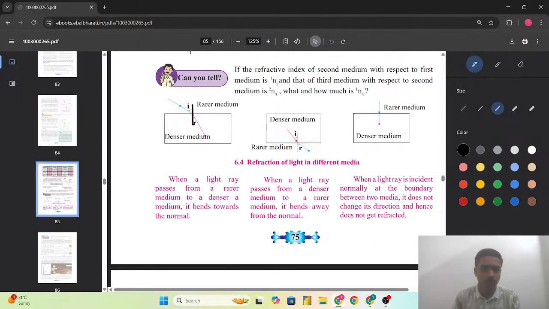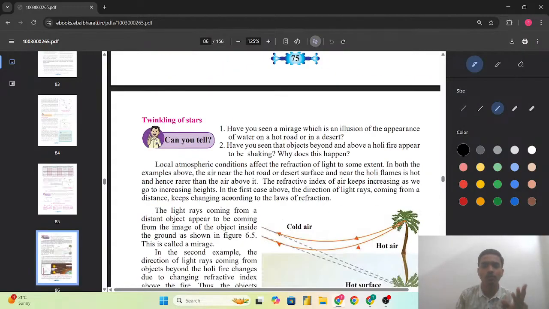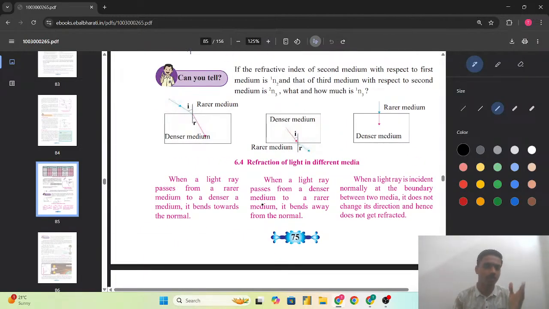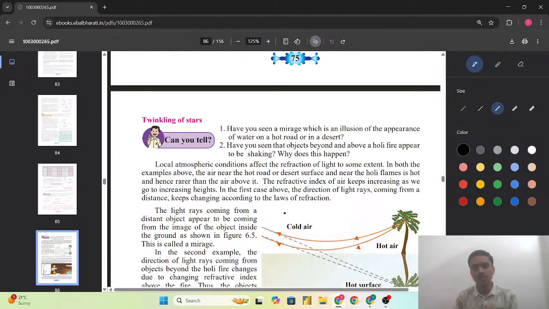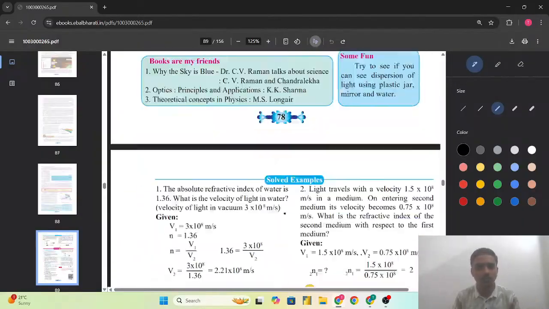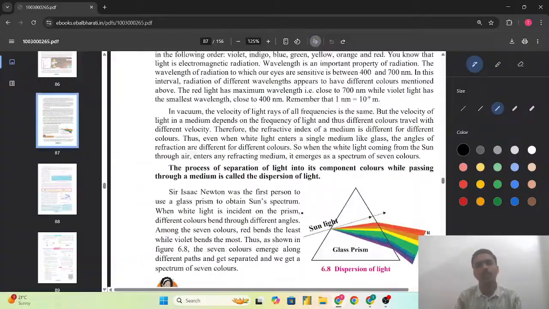What is the normal here? The normal is the line on whose opposite sides the incident and refracted rays lie. So when a light ray passes from the rarer medium to a denser medium, it bends towards the normal. Keep this in mind, because these three rules will be most important for the drawing of the refraction diagrams, like the reflection diagrams we studied. These will be the refraction diagrams we will be seeing when the source is at some point. It is not given here, but we will study it.